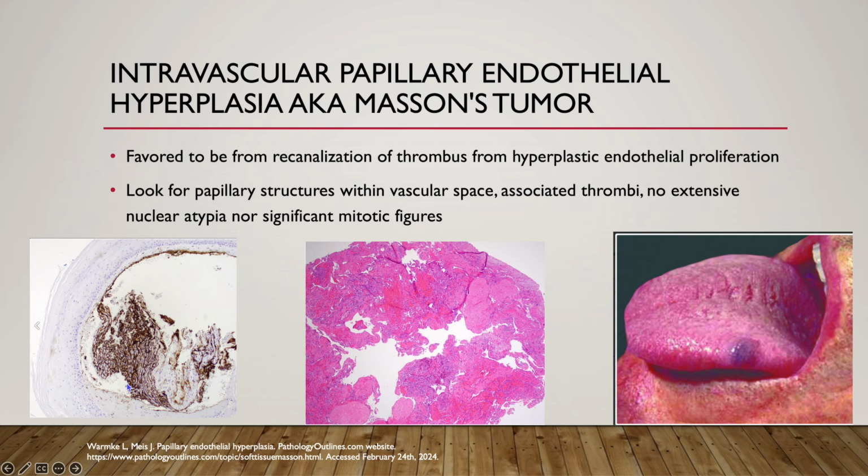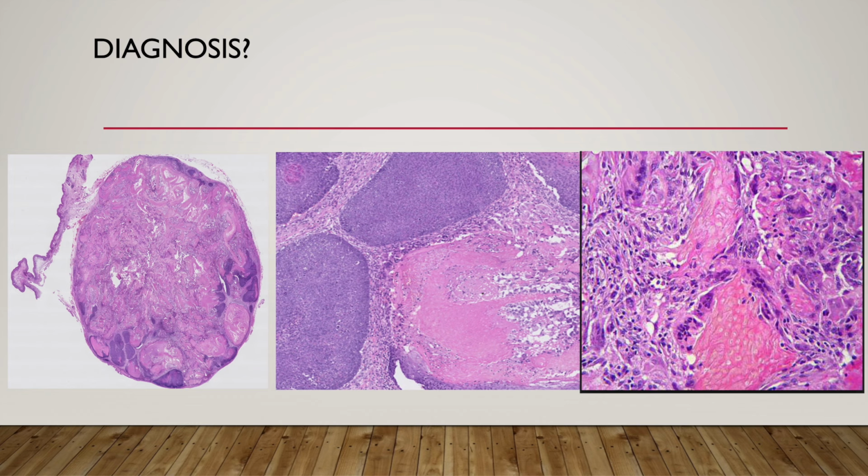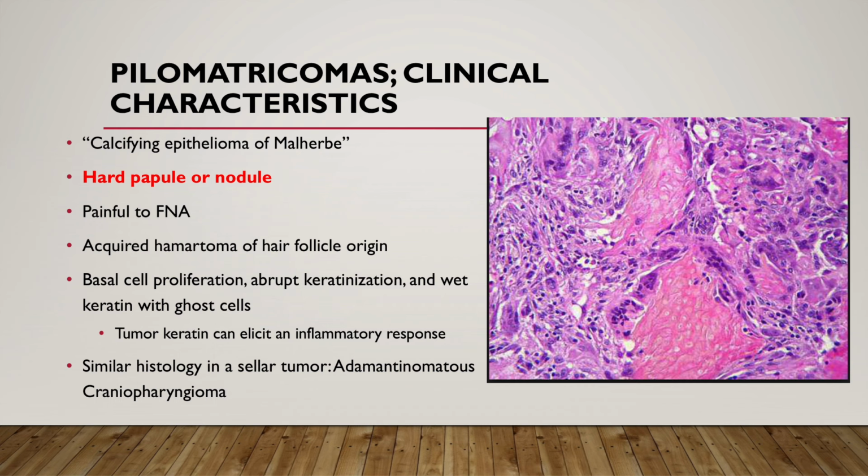Next case, you have a slow-growing hard dermal nodule on the face of a kid. Histologically, we see this well-circumscribed mass. As we look closer, we can see a basaloid population of cells. We can see abrupt keratinization. And as we look closer at the wet keratin, we see shadow cells, so kind of ghost cells, and we can see an inflammatory response with multinucleated giant cells. Yes, this is pilomatricoma, otherwise known as calcifying epithelioma of Malherbe.